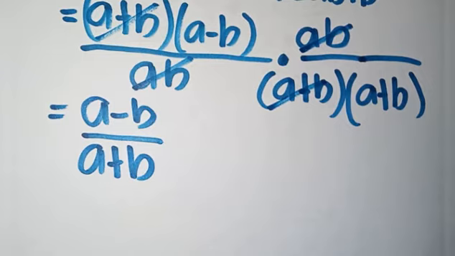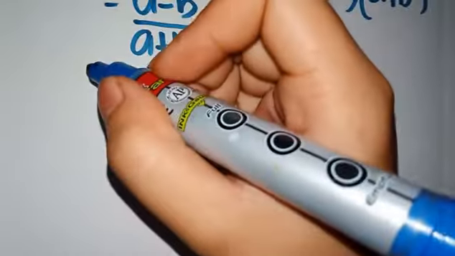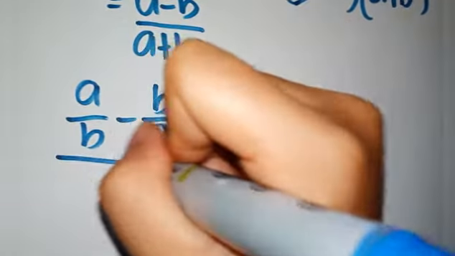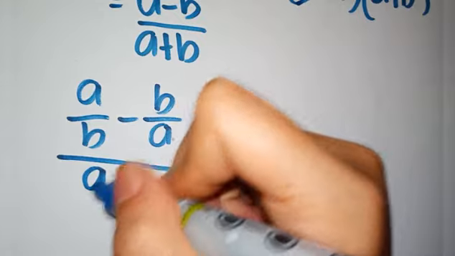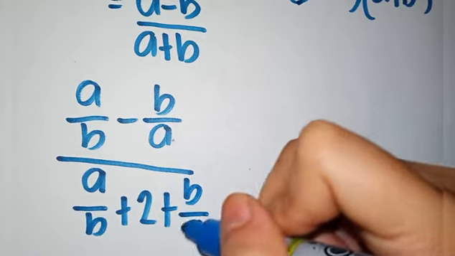Simple. So, paano naman ngayon kapag yung method 2 ang ating sinunod? So, kapag yung method 2 naman yung ating sinunod, which is get the LCD, then multiply lang natin sa ating numerator and denominator. Ganito yung magiging step natin. Okay, so copy muna natin yung ating given kanina, which is a all over by b minus b all over by a divided by a all over by b plus 2 plus b all over by a.